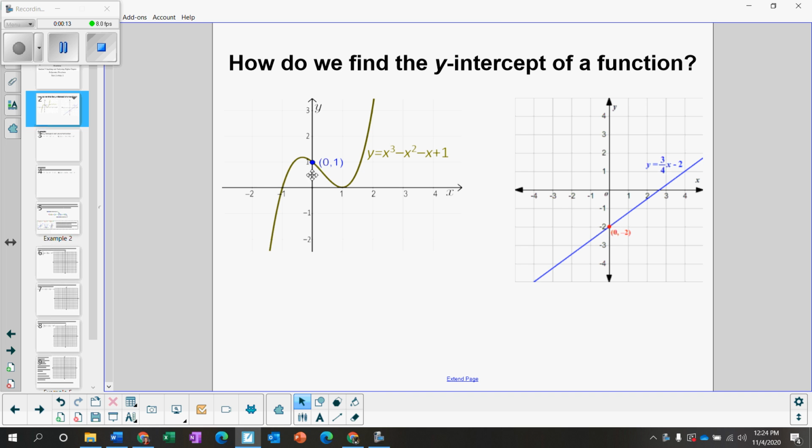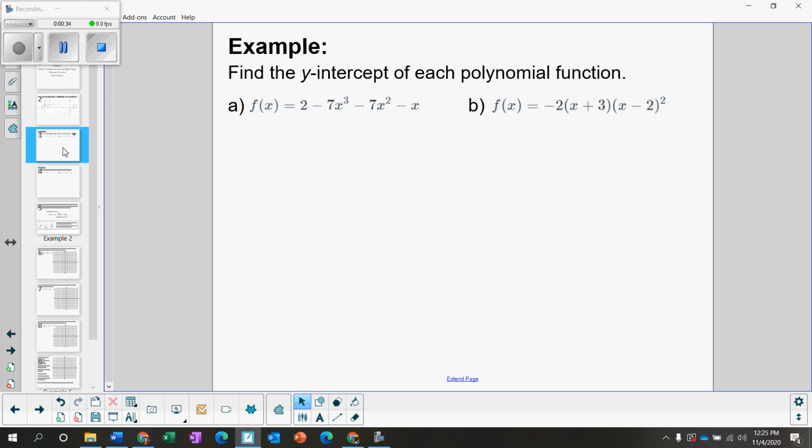If you notice here, we have (0, 1) as our y-intercept, and if I look at my equation, if all the x's were gone, I'm left with 1. And here I have (0, -2), and again, if I got rid of the x, I got -2. So when we are looking for the y-intercept, we're really looking for what's the value when x is 0. So let's find the y-intercept by plugging in 0 for all of the x's.